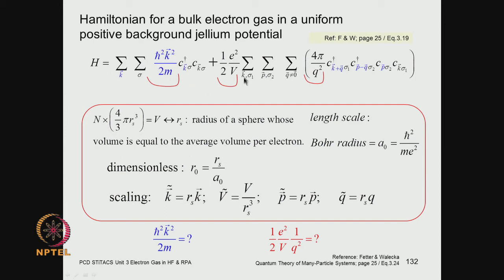Let us ask what is the value of this term, which is half e square by V times 4 pi over Q square. So, what is half e square by V multiplied by 1 over Q square, and how do we write it in terms of the changed variables? This is just rewriting the same term, but in changed variables, and that is what will help us recognize that we can treat this problem perturbatively.